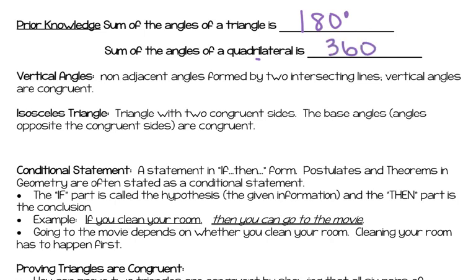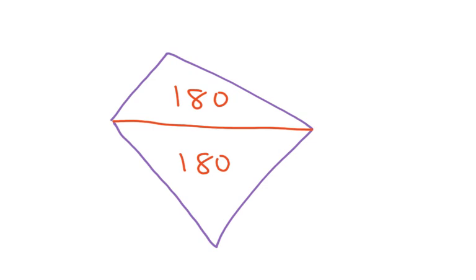Now the reason for that is if you have any quadrilateral, we'll just take this one, if you were to draw one diagonal, it creates two triangles, and so if this is 180 and this is 180, then the whole thing would be 360.